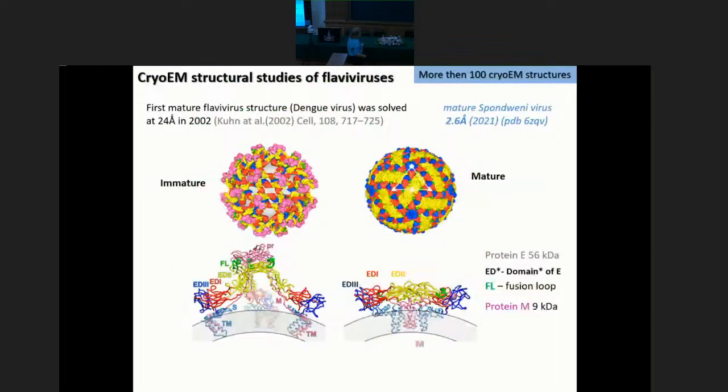If we come back to cryo-EM, this story of structural studies of flaviviruses is very long. The first structure was obtained in 2002, 20 years ago. It was dengue virus, and the structure was solved at 24 angstroms. You can see the progress of the studies, because recently, in 2021, the mature structure of dengue virus was solved at 2.6 angstrom resolution, and you can find about 100 cryo structures in the Protein Data Bank.